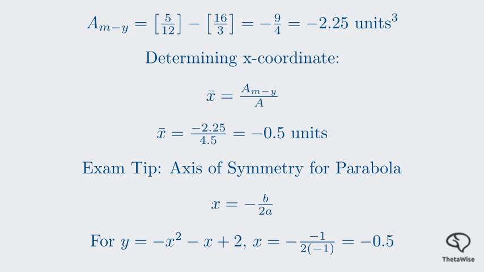It's a great way to check your work. We've found x bar to be negative 0.5. Now, to find the full centroid, we need to calculate the area moment about the x-axis, A sub Mx.